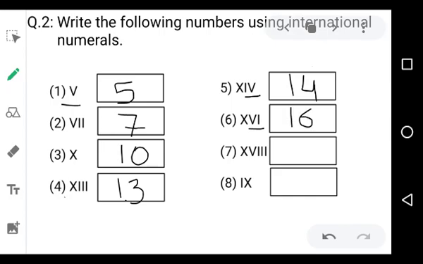Next is X, V and 3 times I. 3 times I on the right side of V. That means 5 plus 3, 8, and 10 plus 8, 18. Next is IX. I is written on the left of X. So it means 10 minus 1, 9. After that, see question number 3.